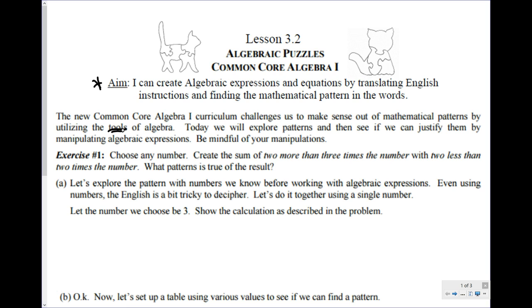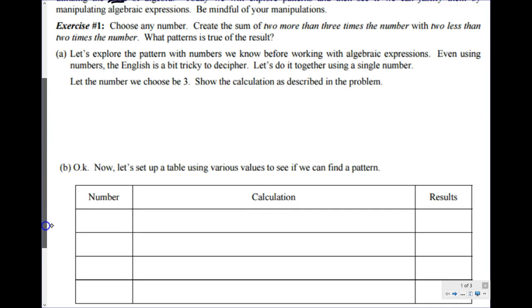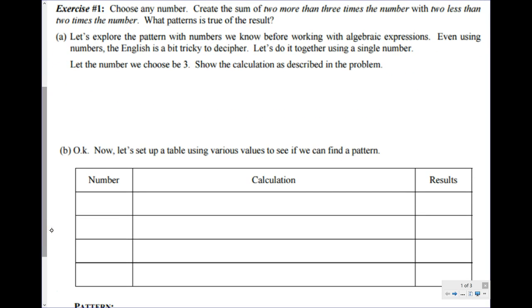So let's look at exercise number 1. Choose any number. So let's pick a number. Create the sum of 2 more than 3 times the number with 2 less than 2 times the number. What pattern is true of the result?